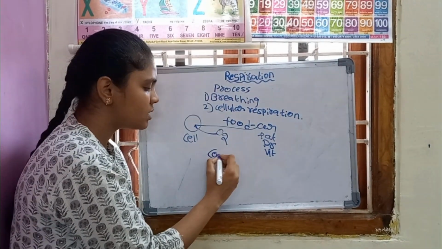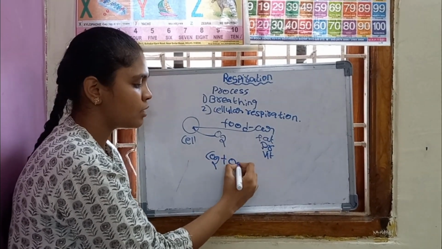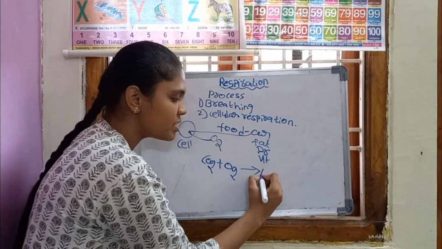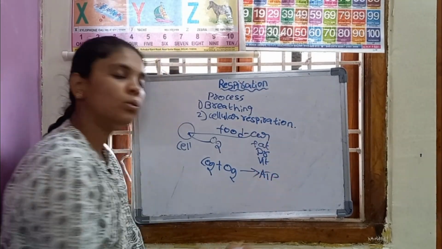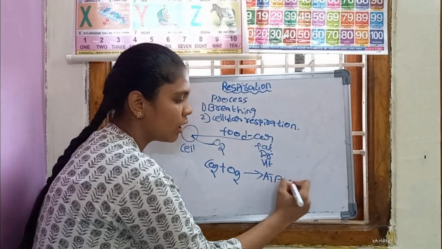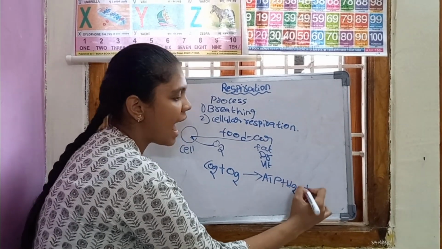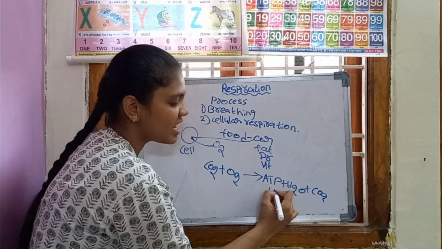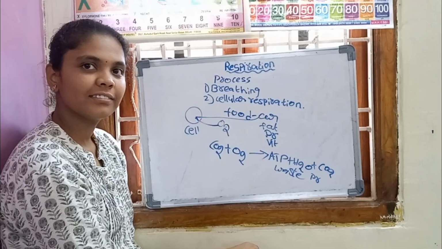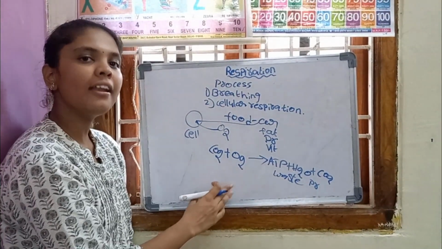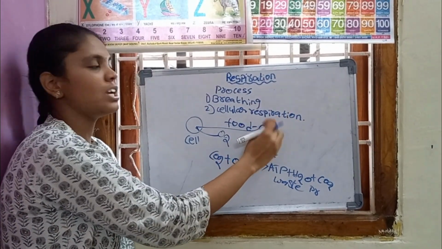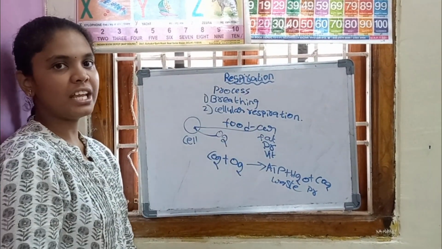So what happens? The carbohydrate in the presence of oxygen undergoes a reaction and forms ATP, adenosine triphosphate, which is the energy currency, and it also forms some water, CO2 and some waste products. This is called cellular respiration. Together, breathing and cellular respiration are called respiration.